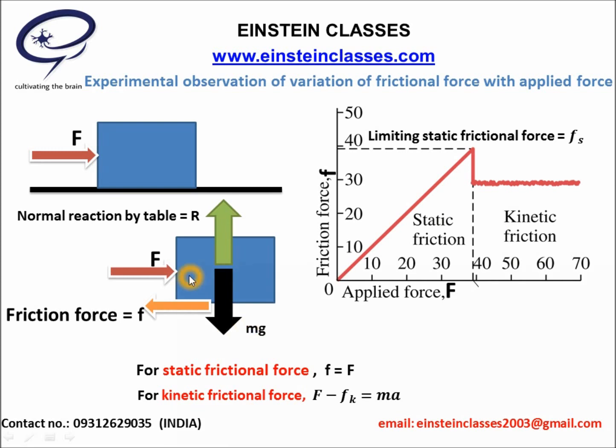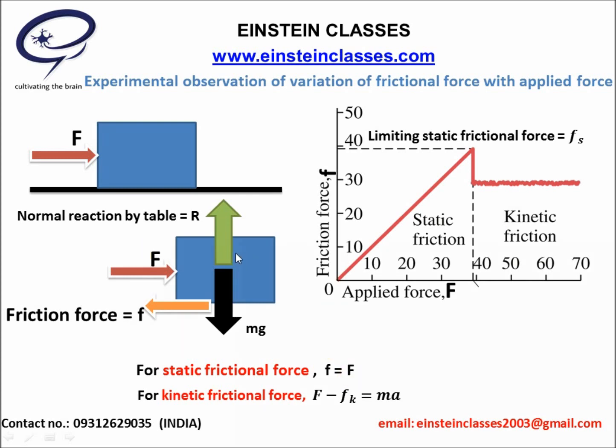When the block is not moving but the block has the tendency of motion due to the application of the external force F, then this friction force is known as static friction, and in that situation the block will have zero acceleration. By Newton's second law, the applied force F minus the frictional force f will be the net force, and the acceleration of the block will be zero in the situation of static friction because the block is at rest. In that situation, F minus f will be equal to 0, and hence the static friction force will be equal to the applied force F, right?